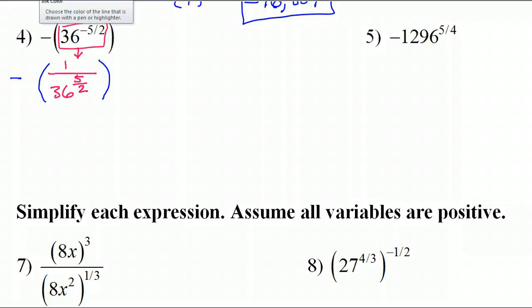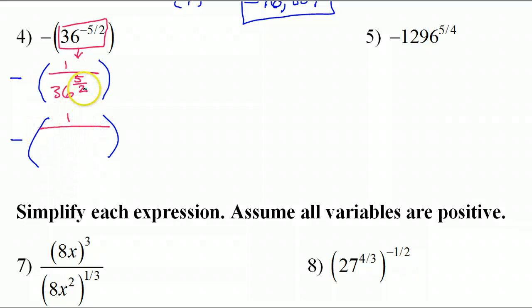So let's see what we got. So I've got this negative. Now I'm going to go ahead and convert this denominator to radical form. So I've got 1 over. Now 2 is the root, so that is the square root of 36. Okay, and 5 is the power, so that's going to be to the 5th power. So square root of 36 to the 5th power.